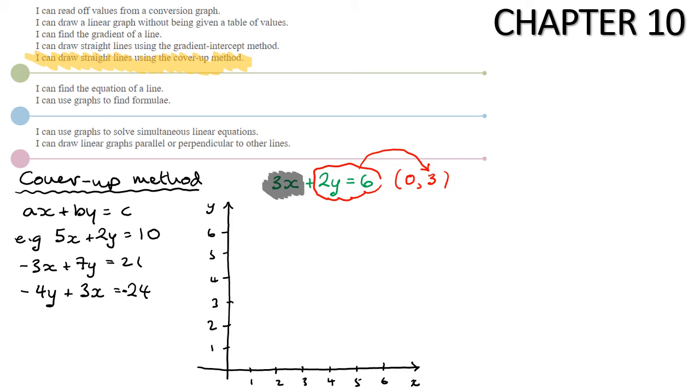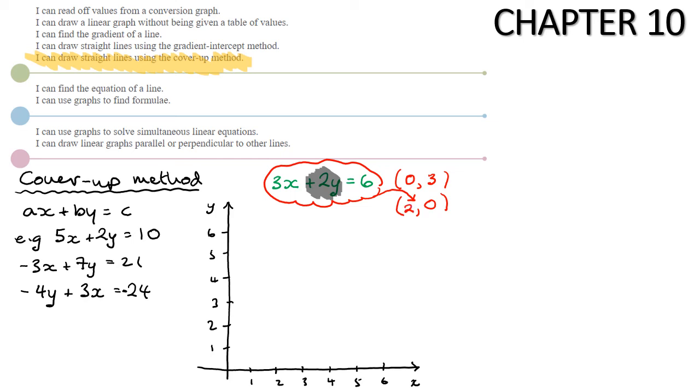Okay, what I'm going to do now is cover up the other part. So I'm now going to cover up the y part. When the y part gets covered up, that means that the y coordinate is now 0. What you cover up becomes 0, and I'm left with 3x equals 6. So 3x equals 6 means that x equals 2. So I'm just going to write 2 down.